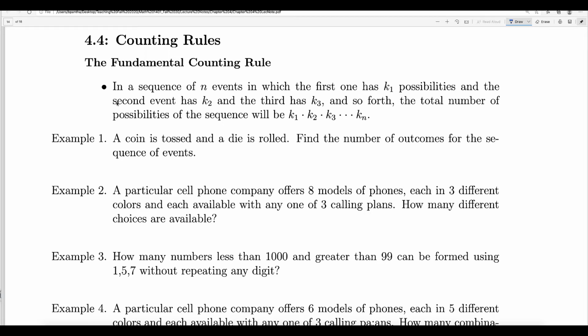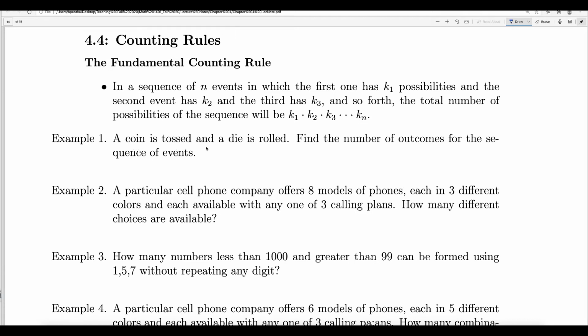What it says is, in a sequence of n events in which the first one has k1 possibilities, the second one has k2 possibilities, and the third one has k3 possibilities, and so on, the total number of possibilities of the sequence will be k1 times k2 times k3, and then up to k sub n. Okay, so let us see some examples and then we will understand this better.